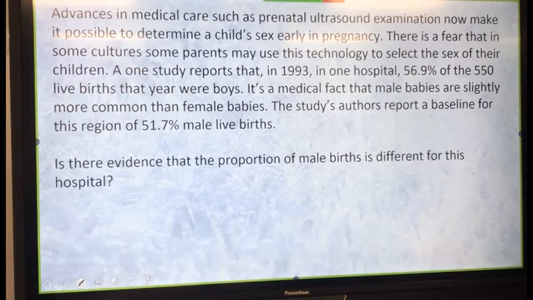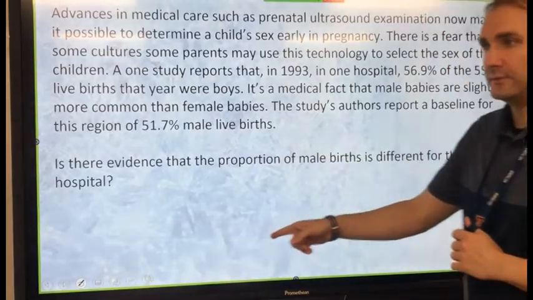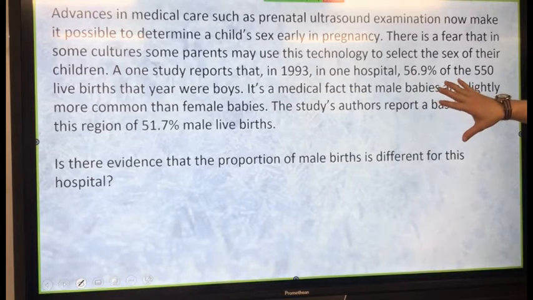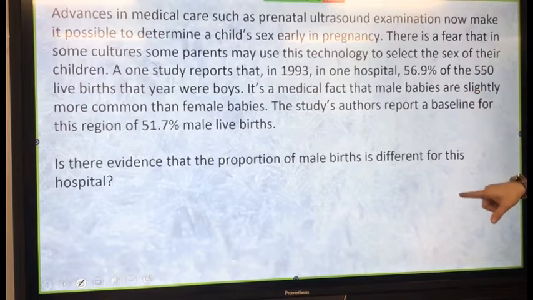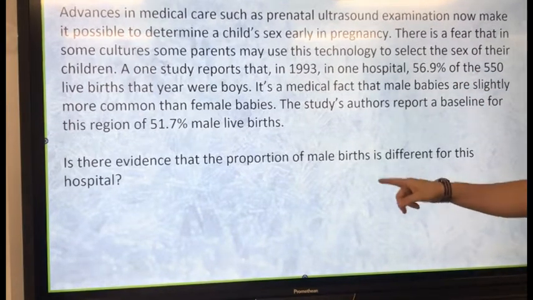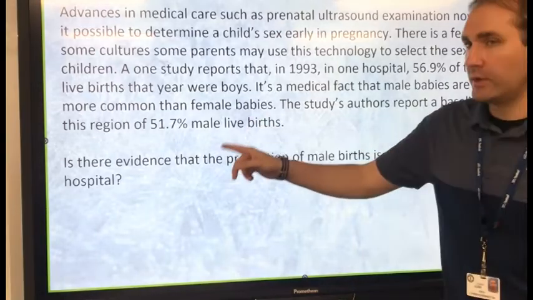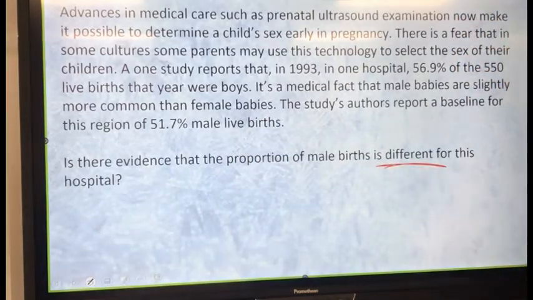I'm going to give y'all a second to think about it. I want you to go through all the steps, come up with your hypotheses, your null and alternative, then decide does it fit the normal model, and then use that one proportion z-test in the calculator to calculate your p-value to come to a conclusion. Is there evidence that the proportion of male births is different for the hospital? The study also reports a baseline for the region is 51.7. We want to see if it's different than that baseline.